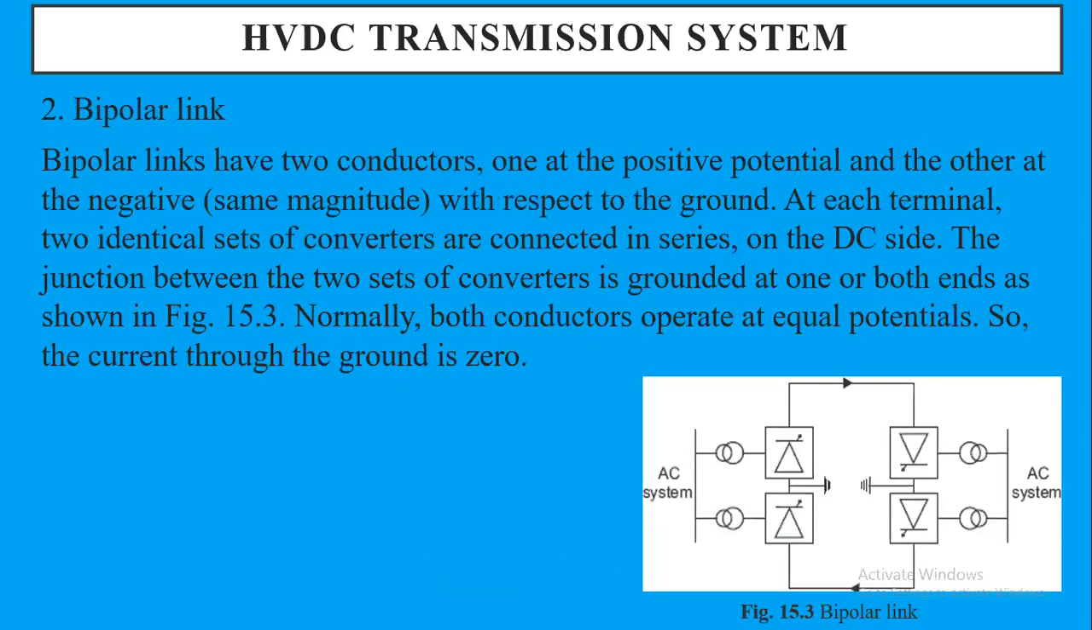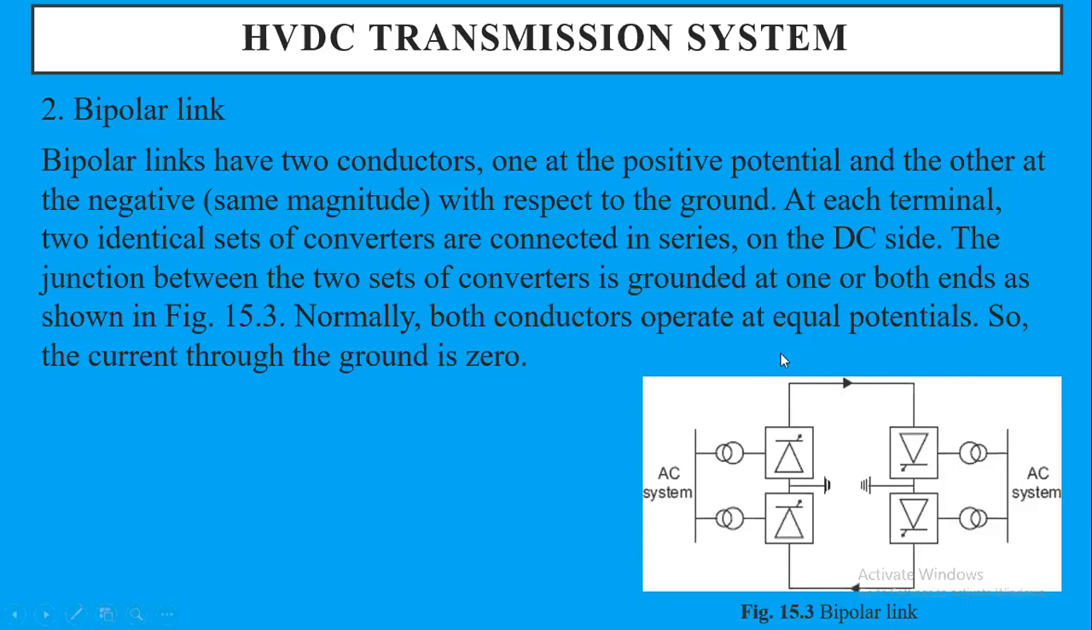You may ask. Now further we are moving towards the HVDC transmission system, which is the second category, the bipolar link. So bipolar links have two conductors, one at a positive potential and the other at a negative potential of the same magnitude. So there are two conductors we need to use, the upper side and the lower side. One at a positive potential, you can see its direction is positive, and the other at the negative potential, you can see in the reverse direction, return current, return path.